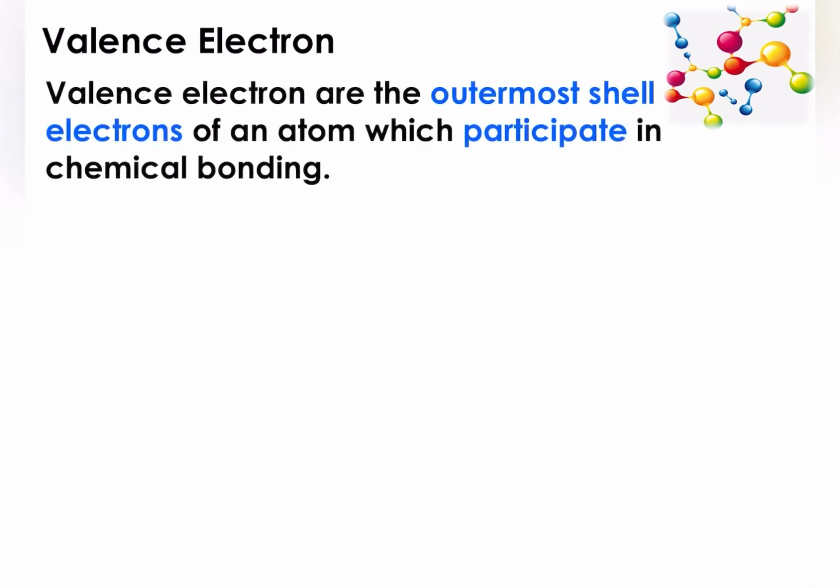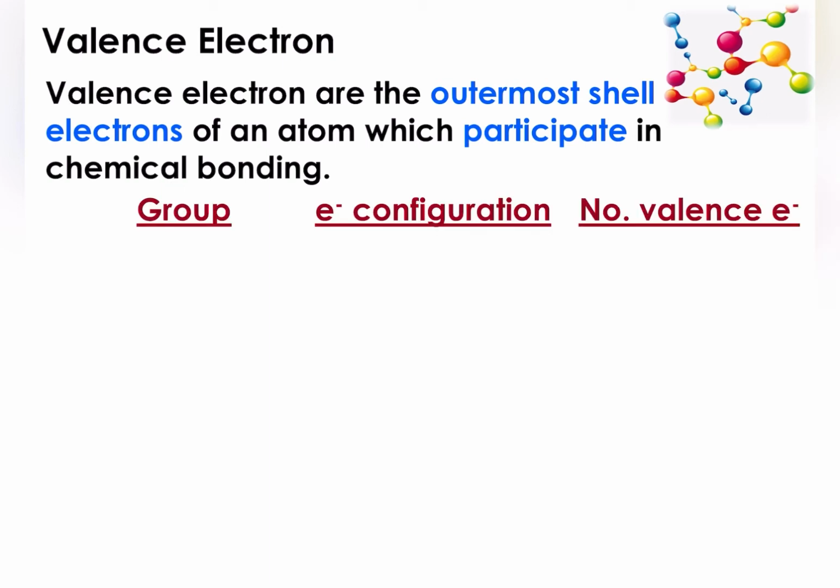We know that they are the outermost shell electrons, which are the electrons furthest from the nucleus, and they participate in chemical bonding. I separate some of them into a few terms: the group, their electronic configuration, and how many electrons they have. For example, group 1 has the electronic configuration ns1, where n refers to the principal quantum number, or in other words your shell, and the number of valence electrons is 1.